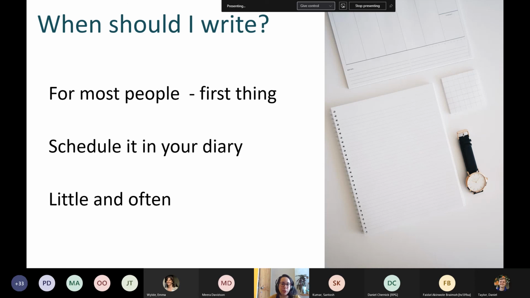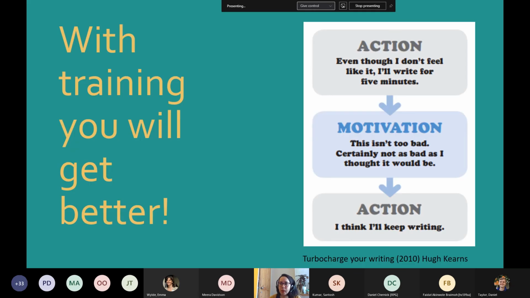Make it a routine. It's like your training routine to getting that marathon paper out the door. And that also helps with the guilt of not writing as well. If it's in your diary and you know that you've sat there for that time, you know that you've done something. So it helps alleviate that feeling as well. So with that kind of training, you will get better.